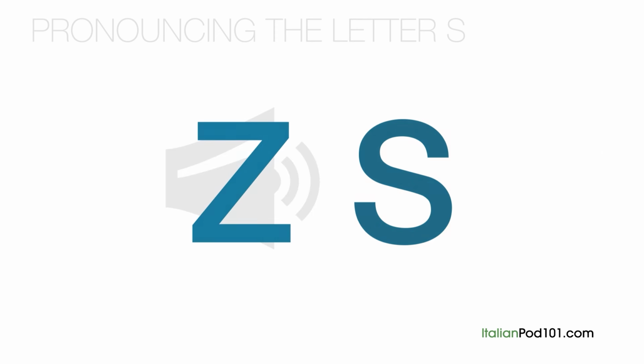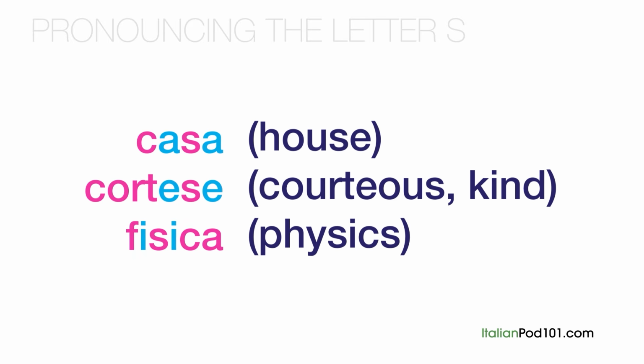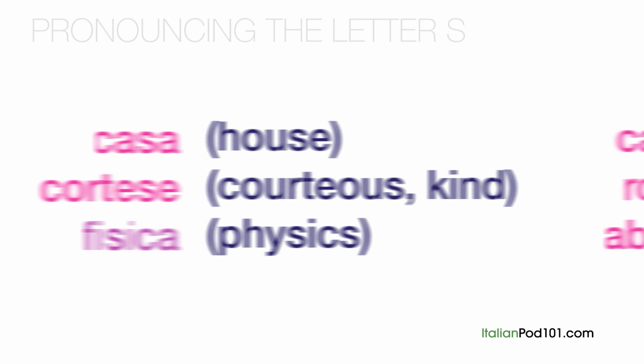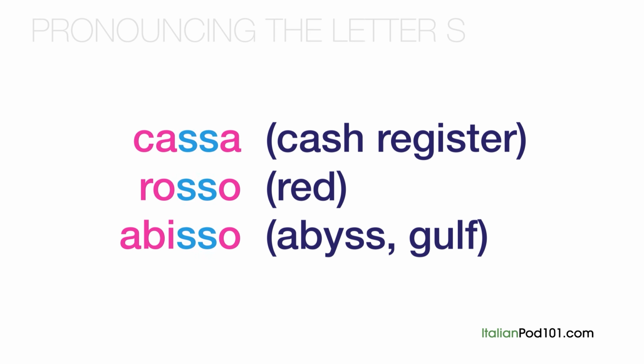S can also take on a Z sound when it appears between vowels. Casa, cortese, fisica. Finally, whenever you have a double S, you need to say it with more emphasis. Pronounce it for longer than you typically would in English. Listen to the examples. Cassa, rosso, abisso.